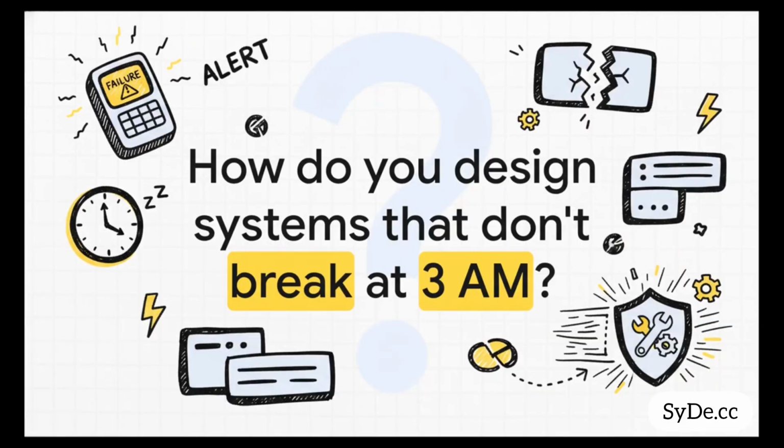We've all been there, right? You get that dreaded 3 a.m. page and your heart just sinks. Something is on fire. So the real question is, how do you design systems that don't do that? How do you build something that can actually handle the chaos of the real world?